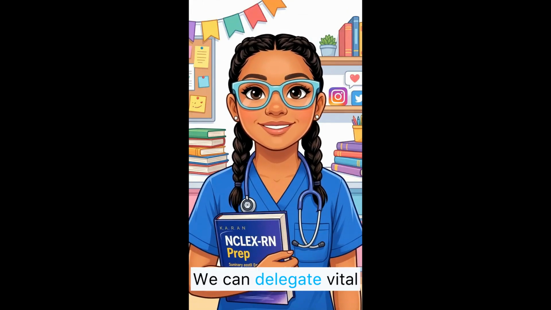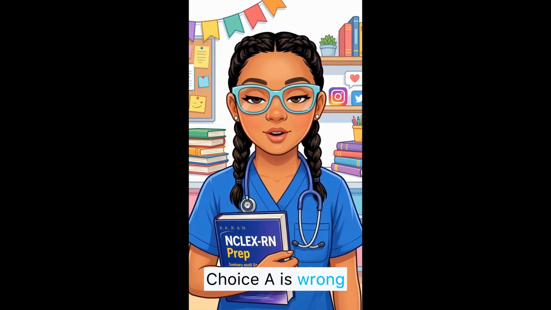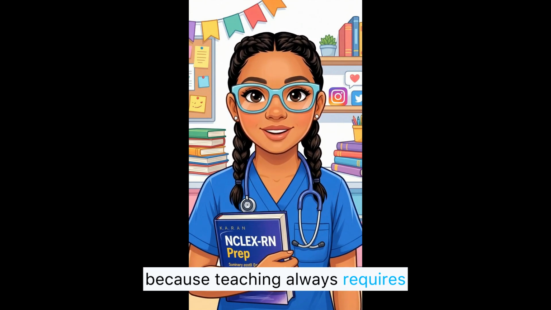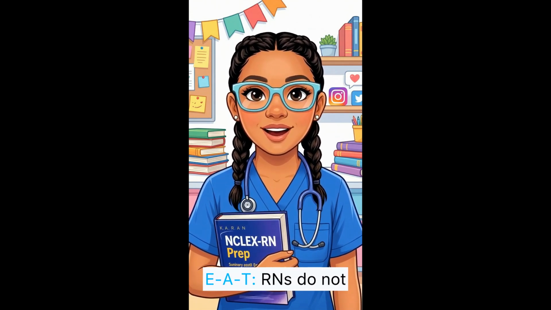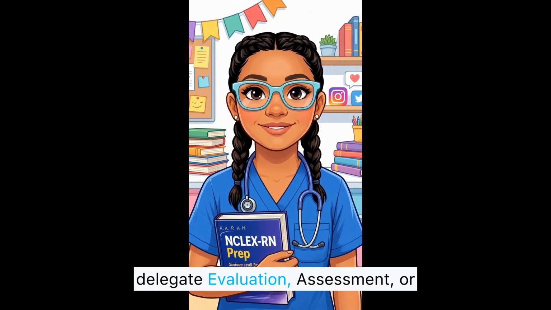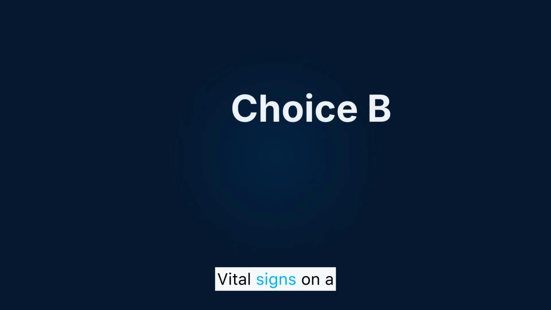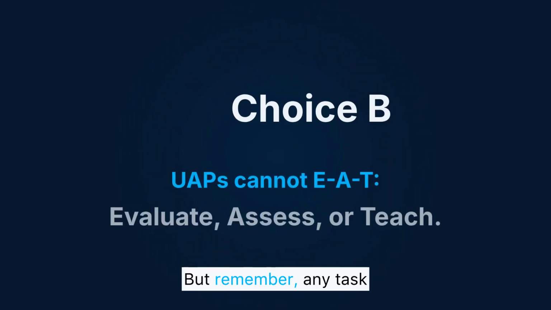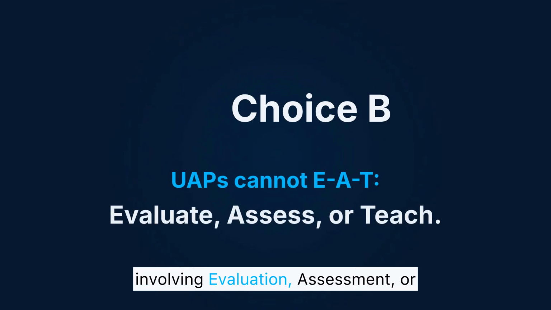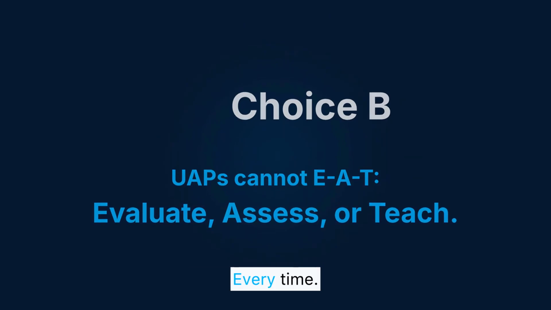We can delegate vital signs for a stable patient. Choice A is wrong because teaching always requires the RN. Just remember the acronym EAT. RNs do not delegate evaluation, assessment, or teaching. Exactly. Vital signs on a stable patient are appropriate for a UAP, but remember, any task involving evaluation, assessment, or teaching must stay with the registered nurse every time.